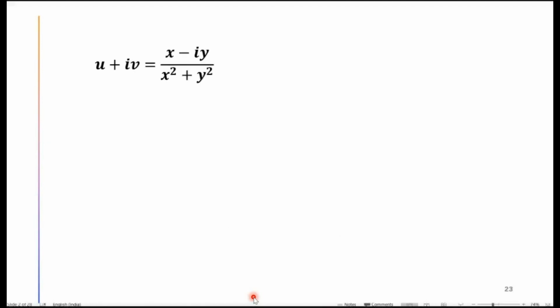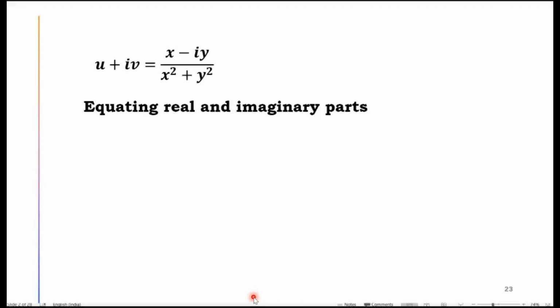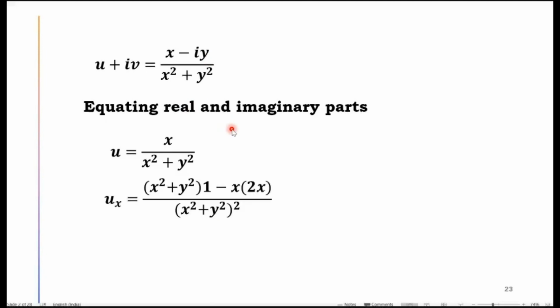So I've got u plus iv is equal to x minus iy upon x square plus y square. Now what is u? So now how to write u? What is the real part of this right hand side? It is x upon x square plus y square. है ना? Real part will be x upon x square plus y square. And imaginary part I have not written because it is coming a little big, so I did not write that part actually here. ठीक है.